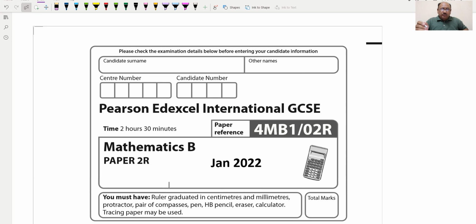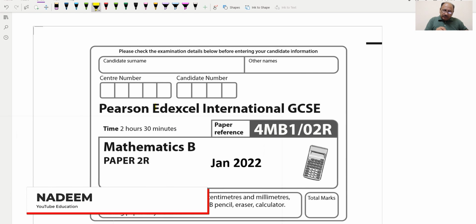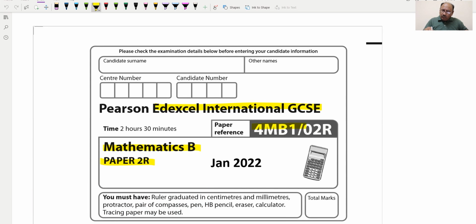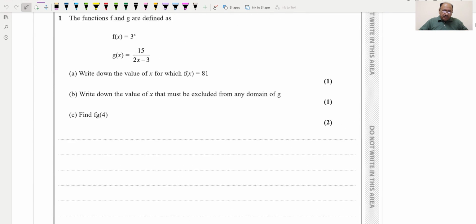Hello everyone, today we'll be going through Edexcel International GCSE Mathematics Paper B, 4MB102R. This is Paper 2R, Jan 2022. Let us move to question number 1.